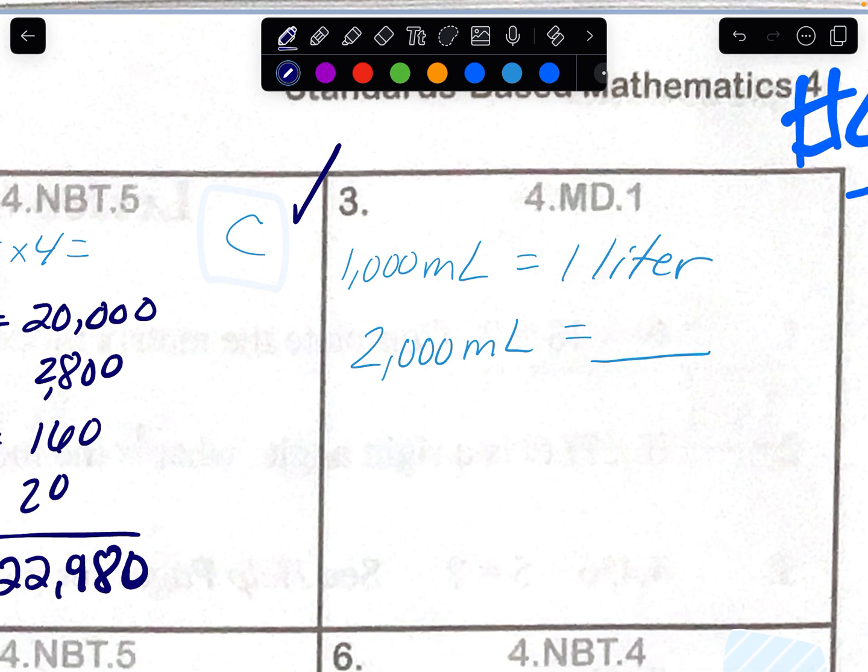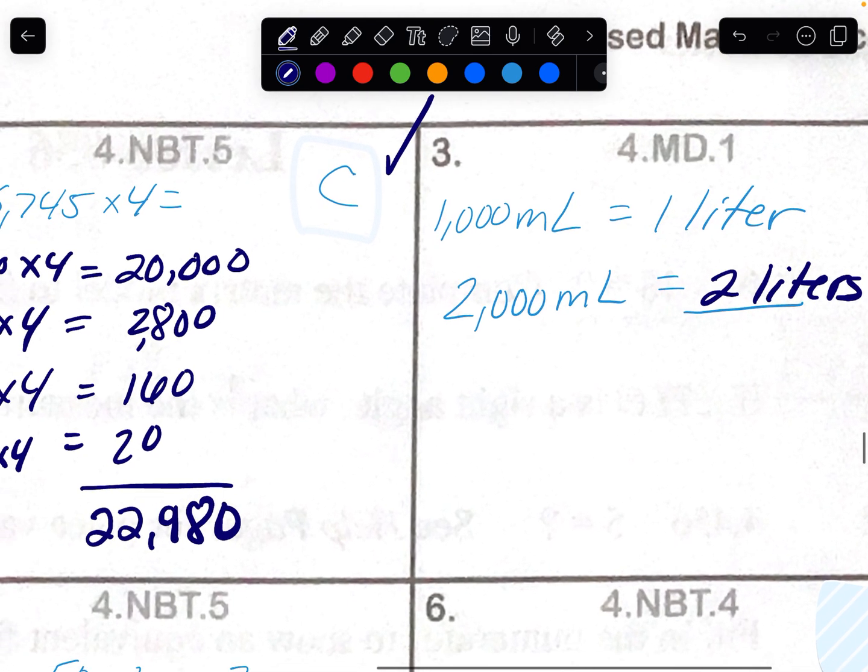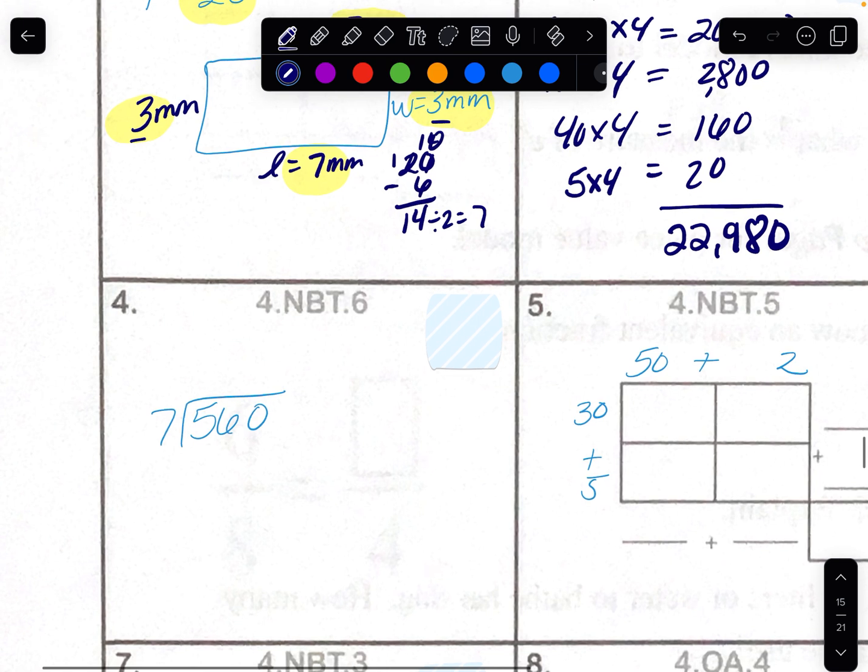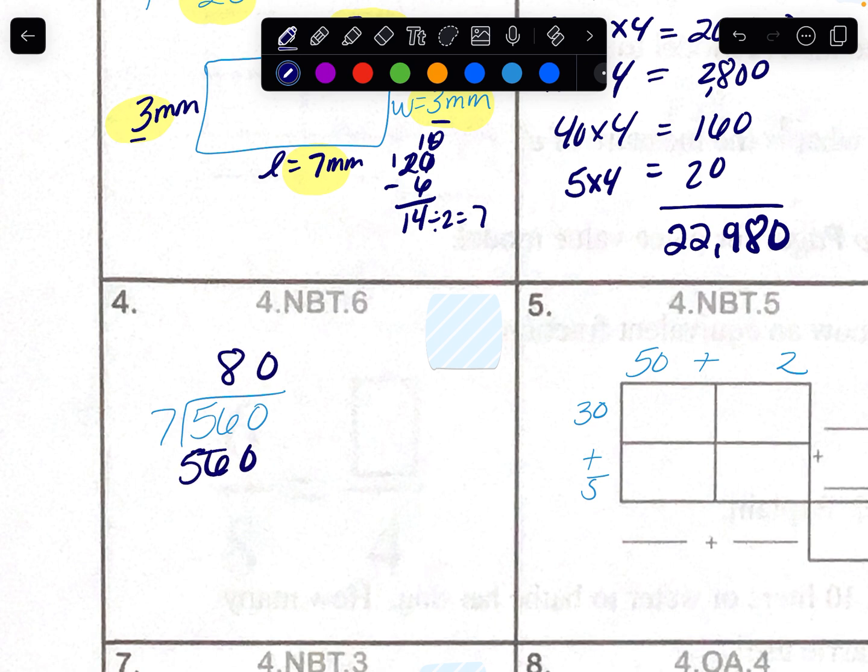All right, number 3, if you have 1,000 milliliters, 1 liter, 2,000 milliliters will be 2 liters. That is liquid. All right, number 4, 8 can't go into 500, so you have to do 560, which is going to be 80 times. And that gives you a remainder of 0, so 80 is the quotient. Another mystery letter, O.